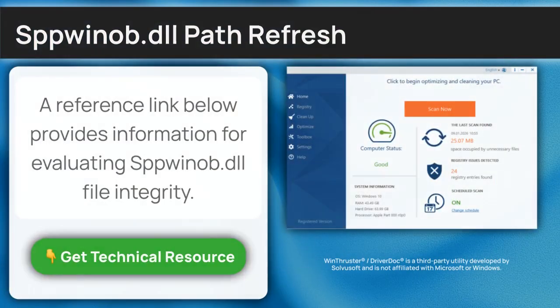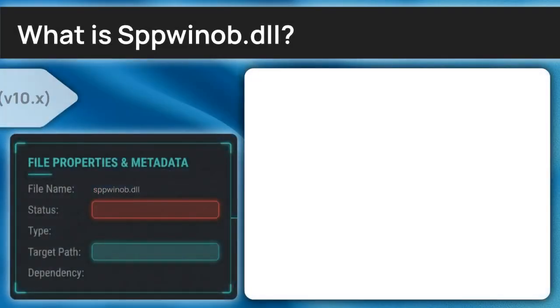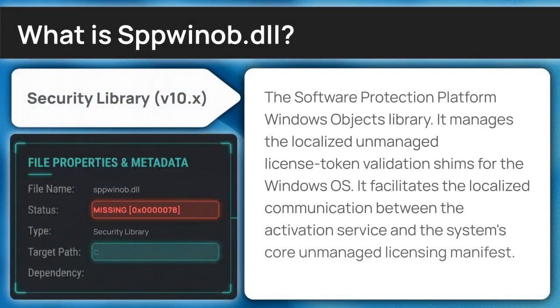This is the Sppwinob library, the software protection platform Windows Objects Library. It manages the localized unmanaged license token validation shims for the Windows OS. It facilitates the localized communication between the activation service and the system's core unmanaged licensing manifest.